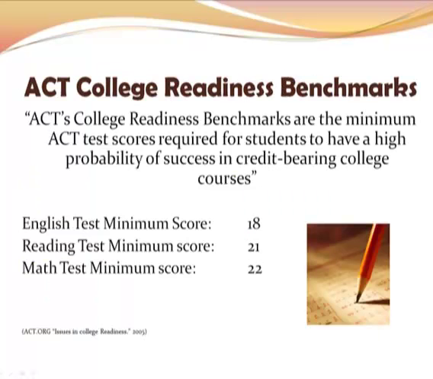The next slide shows the ACT College Readiness Benchmarks, and ACT came up with these benchmarks, and basically they're saying that if a student has an 18 or higher on like the English area, then they should be able to make a C or better in college level courses.